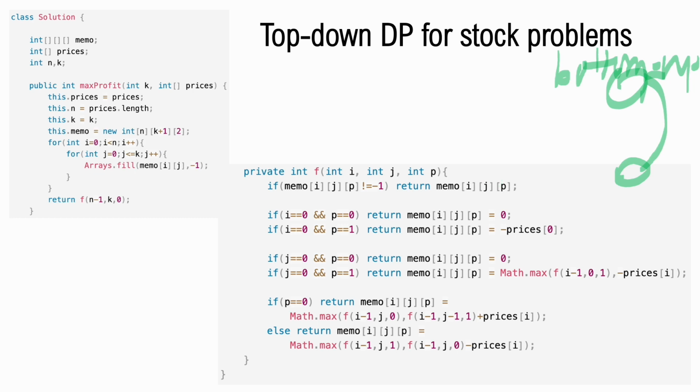And this is the code for the top-down dynamic programming. From this code, you can easily see how the top-down dynamic programming works.